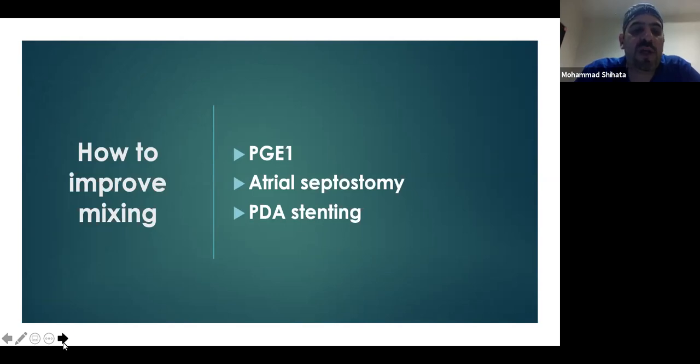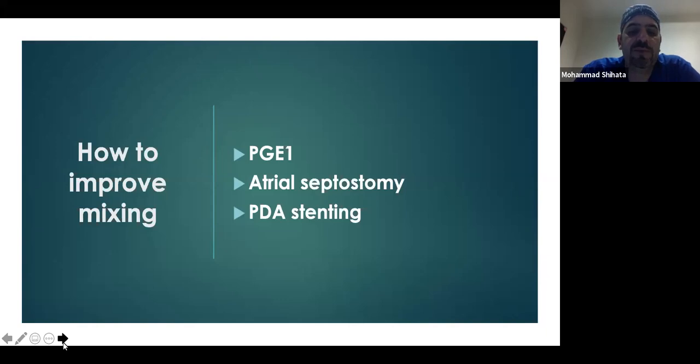And in case of TGA, it improves mixing. So really there is not a lot of harm. Some babies have to be intubated to be on the proper dose of prostaglandin, but that's something that most hospitals that give birth to babies can handle.